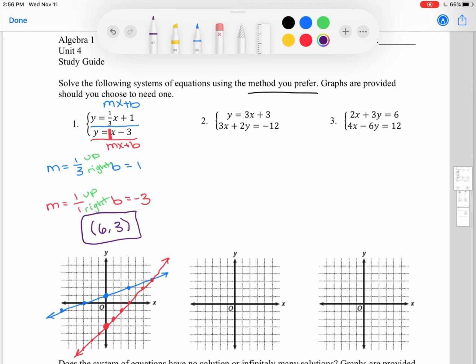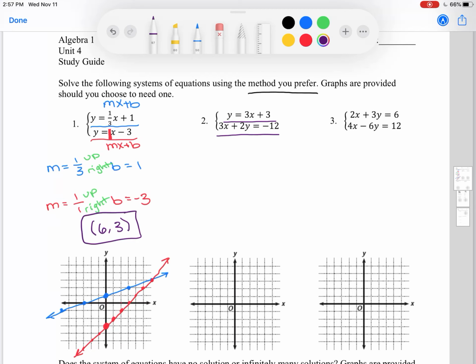Well, they are definitely crossing. It's going to take a little bit, but they do cross. And they are going to cross at the point (6, 3). And that's what I'm going to look for when I'm reading your answers when I go to grade them. Make sure you give me your answers as a coordinate.